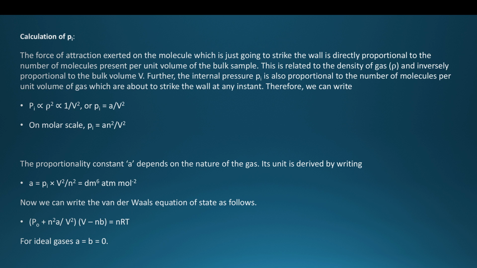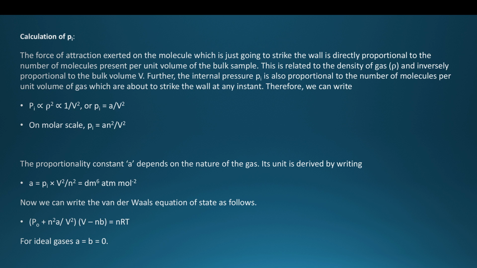Further, the internal pressure Pi is also proportional to the number of molecules per unit volume of gas which are about to strike the wall at any instant. Therefore, we can write Pi proportional to rho squared, or 1 over V squared. It means Pi equals A over V squared. On molar scale, Pi equals An squared over V squared.